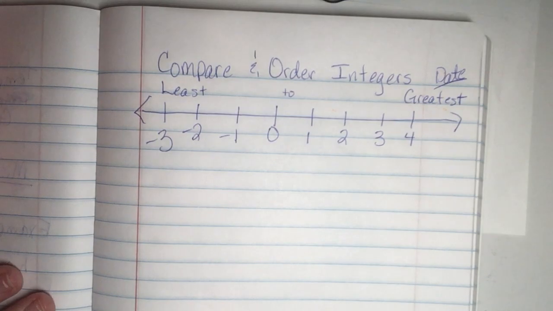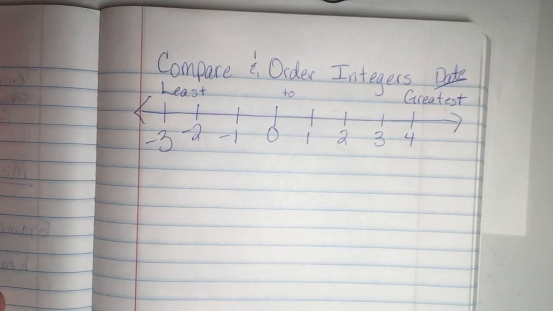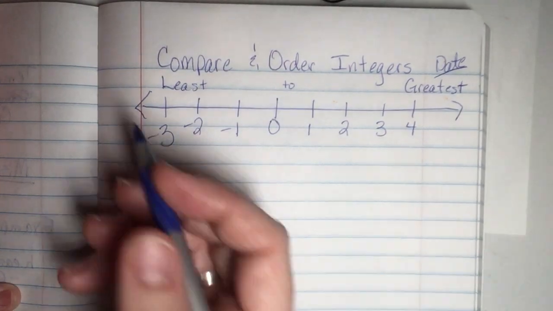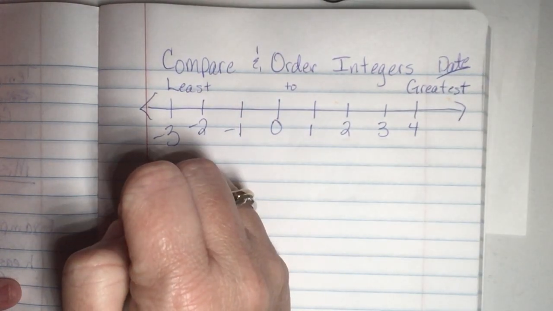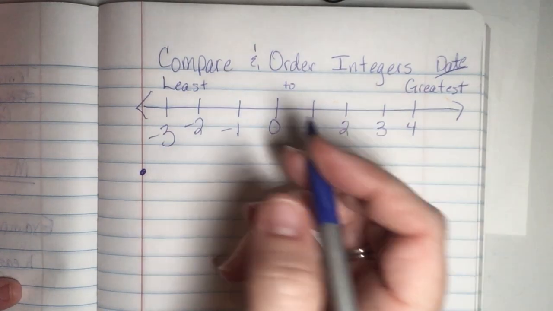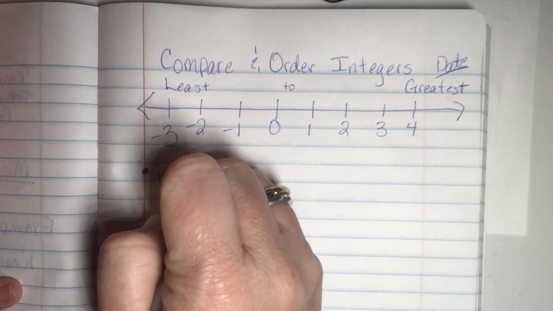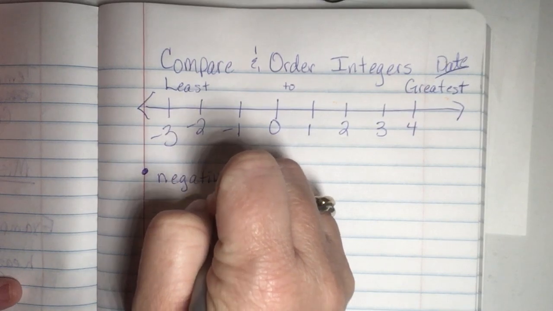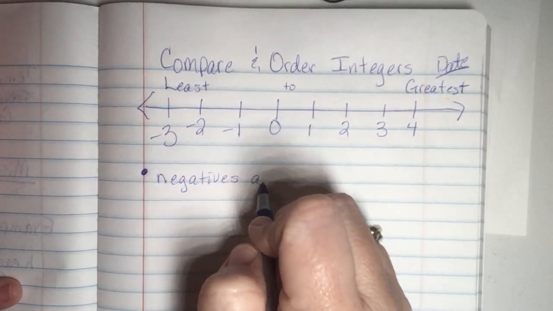Okay, so let's talk a little bit about some hints or some things that we can think about as we think about negatives. Negatives are the opposite of positives, and they work the opposite.